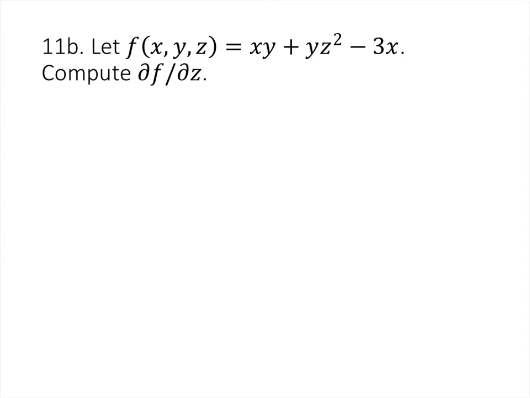Here again, I'm asking for a partial derivative. I'm using the del notation, so del f del z, that's the partial derivative with respect to z. The derivative of xy is 0. The derivative of yz squared, well, the y is a constant multiple, and the derivative of z squared is 2z. And then 3x doesn't have any z's in it, so that's just 0. So the answer we get is 2yz.